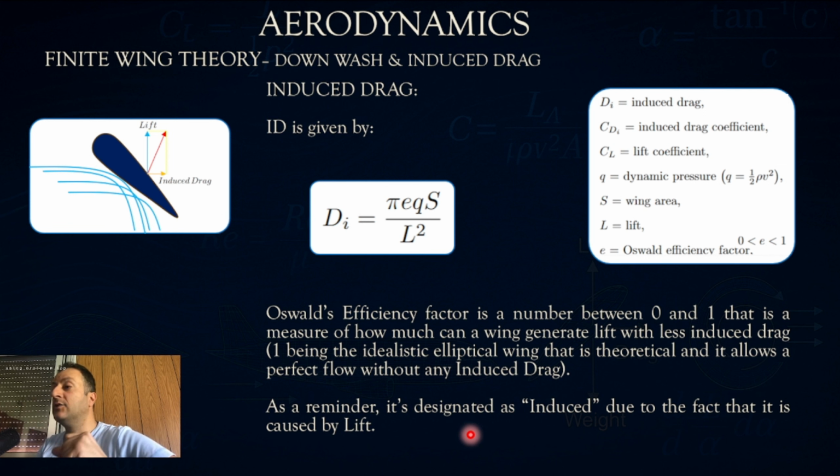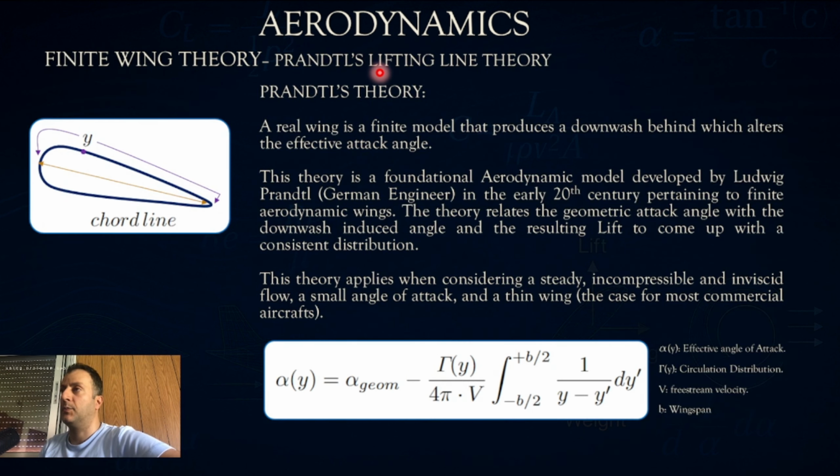Now, as a reminder, it is designated as induced drag. It's called induced because it is caused by the lift itself. Lifting line theory, Prandtl theory. A real wing is a finite model that produces a downwash behind it, which alters the effective angle of attack, the value of the real angle of attack.